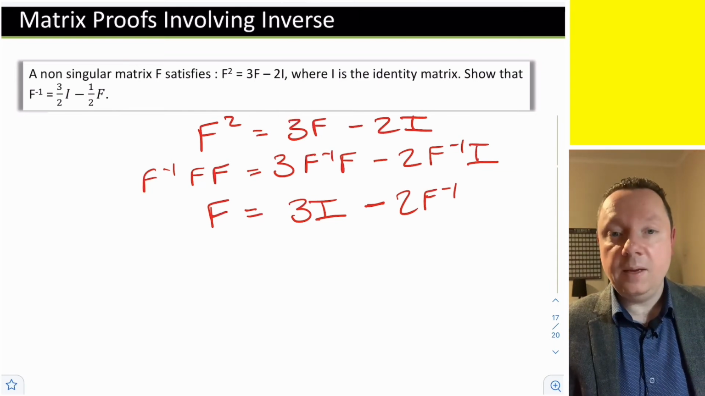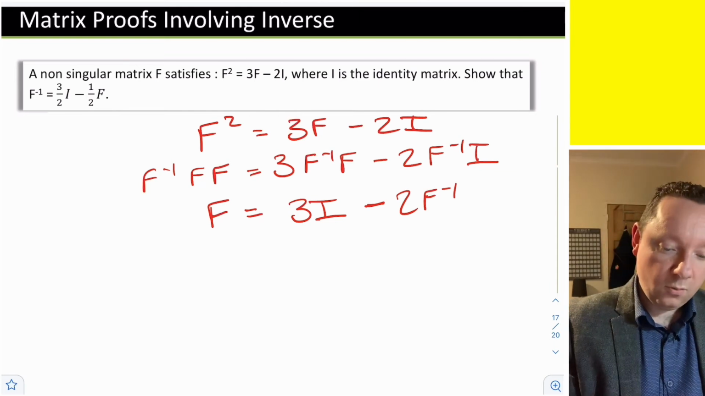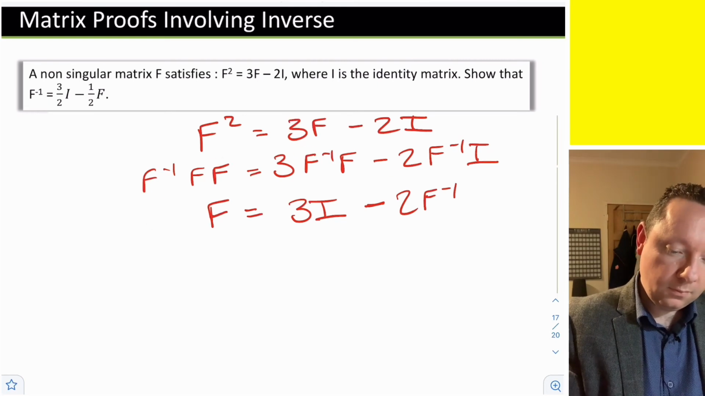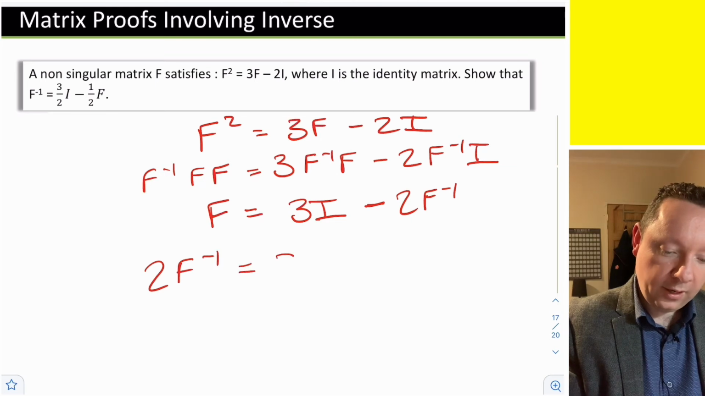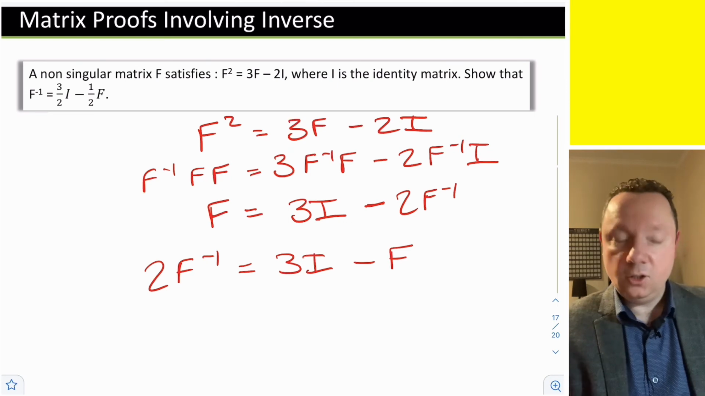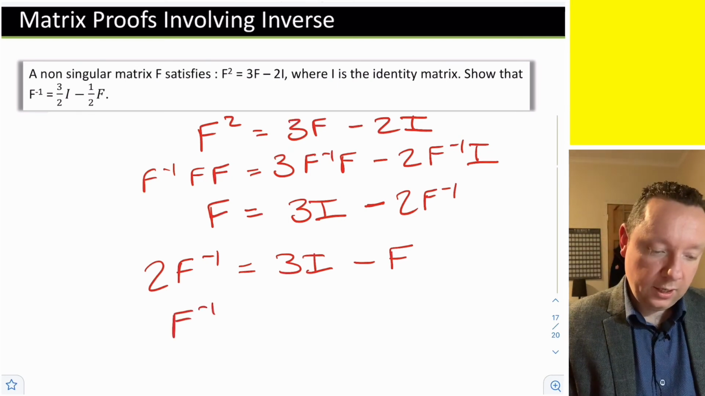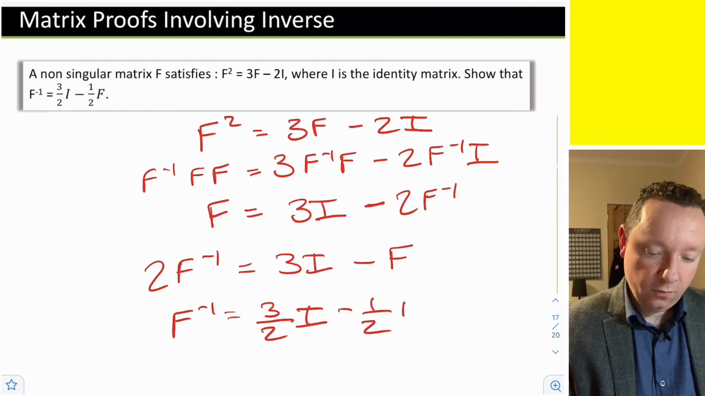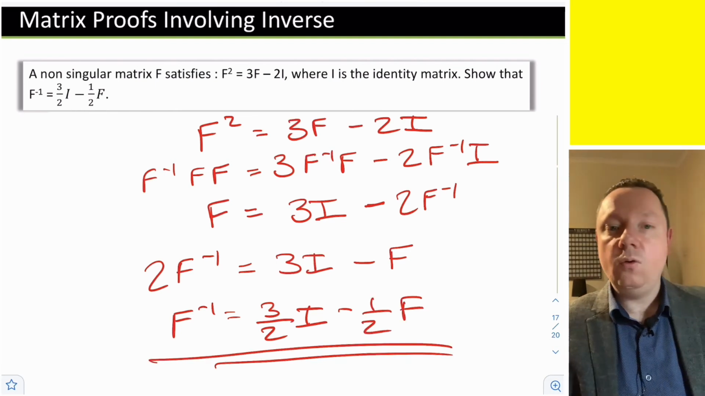Can rearrange that to make F inverse the subject. So let's move F inverse over to this side. We'll have 2F inverse equals 3I minus F. Dividing through by 2, we get F inverse equals 3 over 2 I minus a half of F, as required.